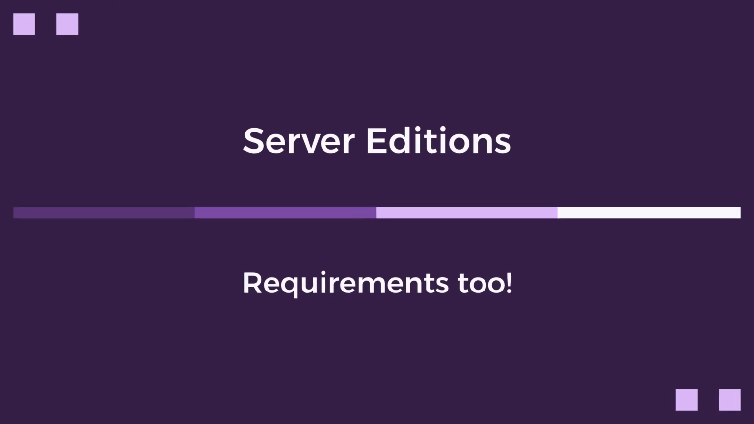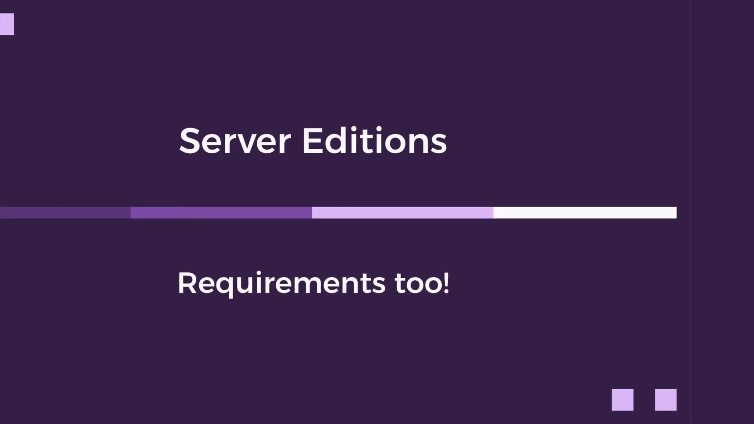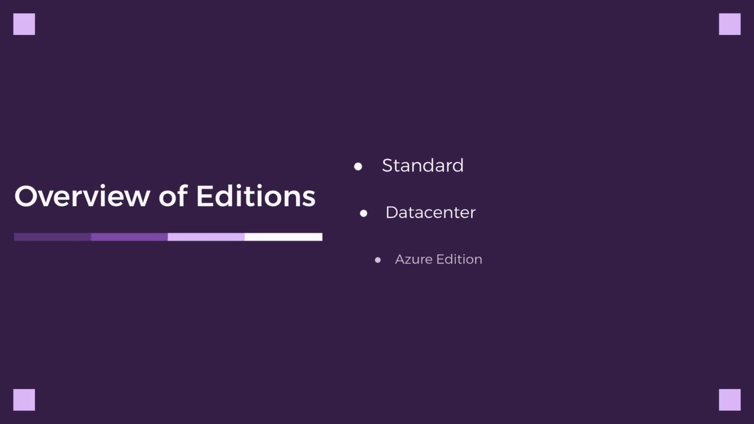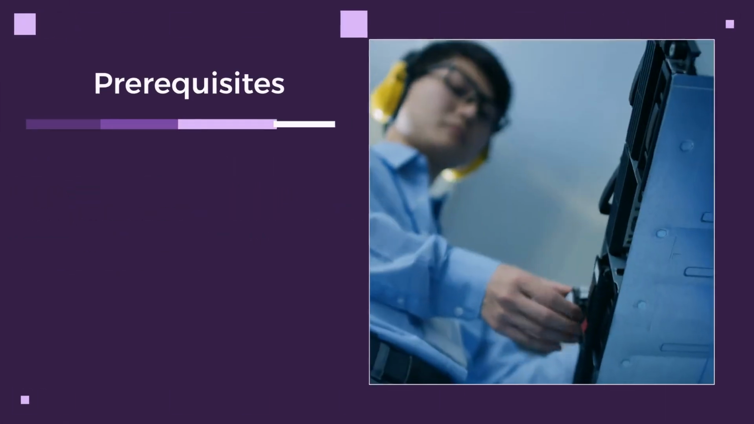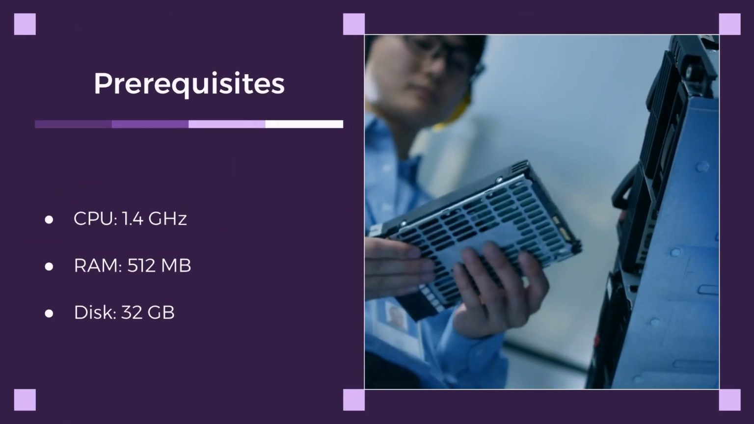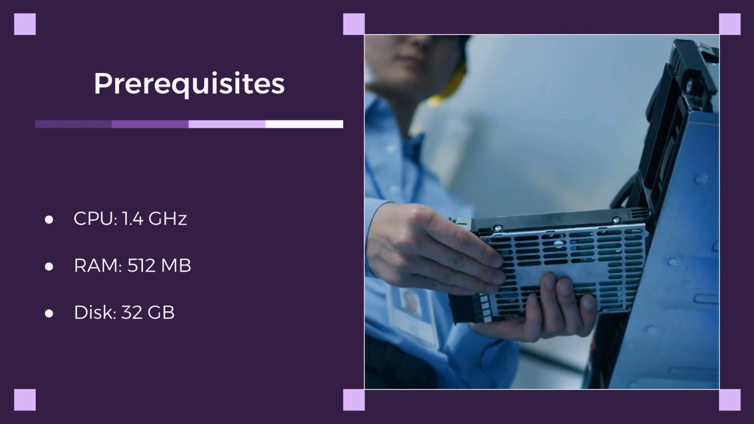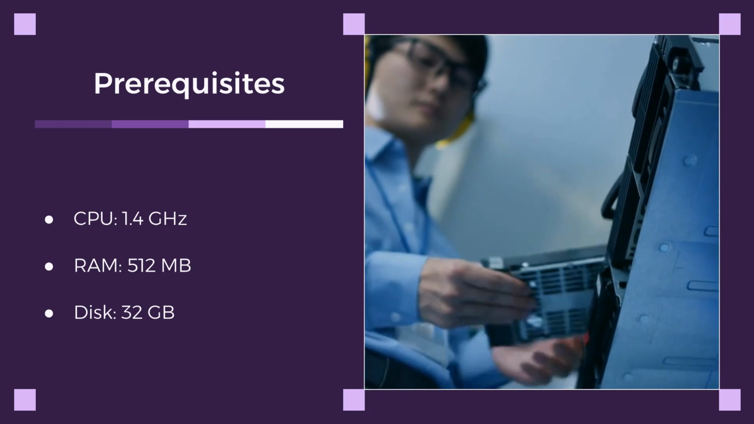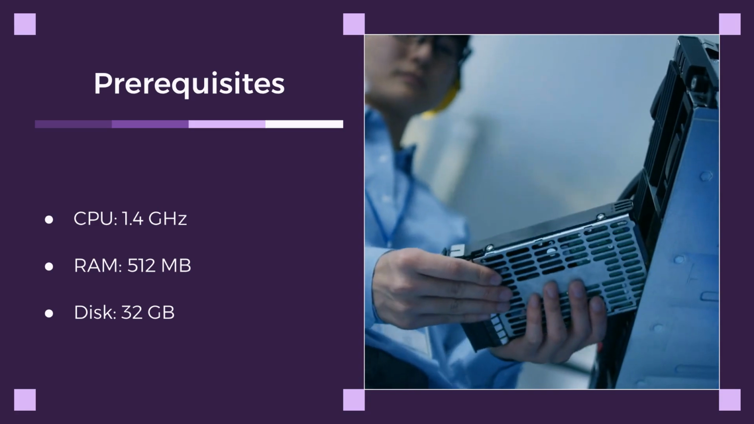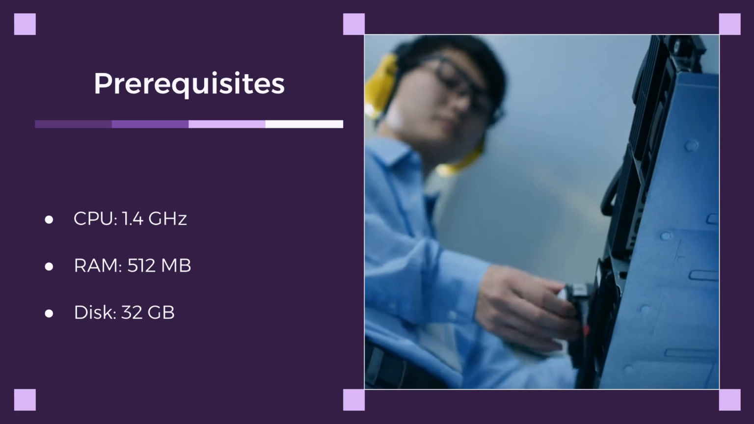Next, let's look at the different server editions available and the necessary hardware and software requirements. The primary editions are Standard, ideal for physical or minimally virtualized environments, and Data Center, designed for highly virtualized data centers. Minimum hardware requirements include a 1.4 GHz 64-bit processor, 512 megabytes of RAM, and at least 32 gigabytes of disk space for basic installation.